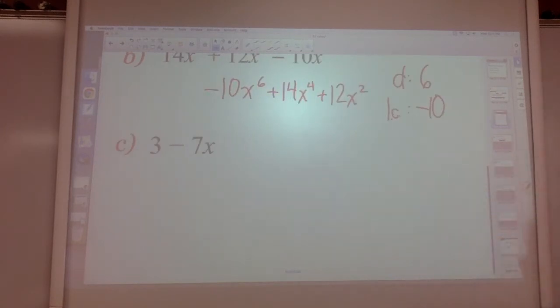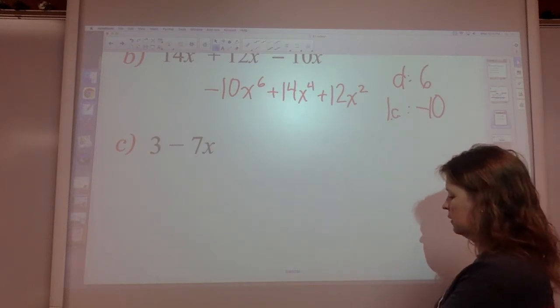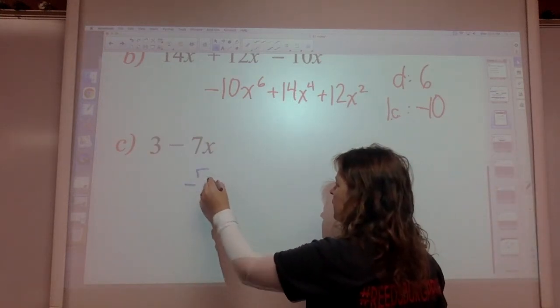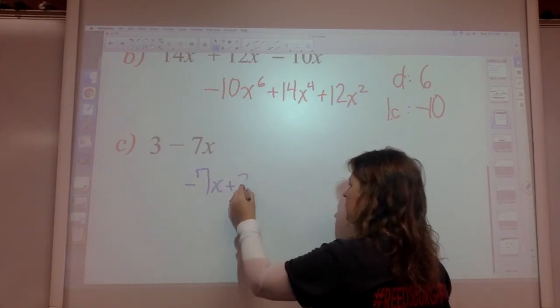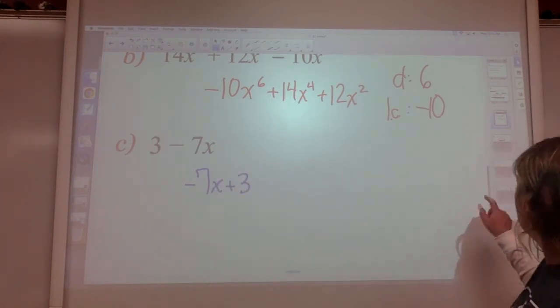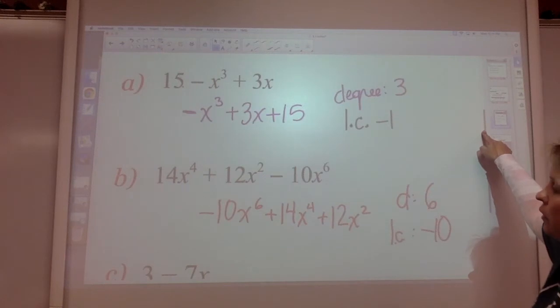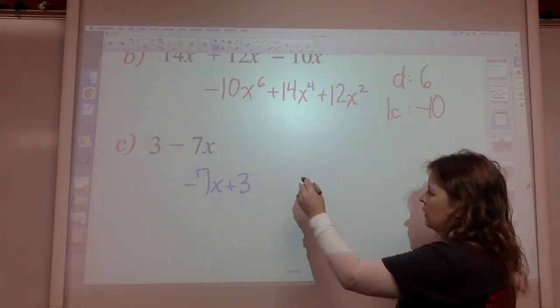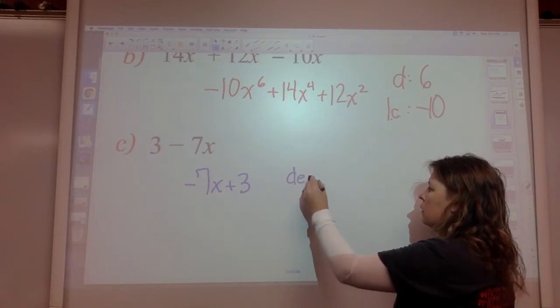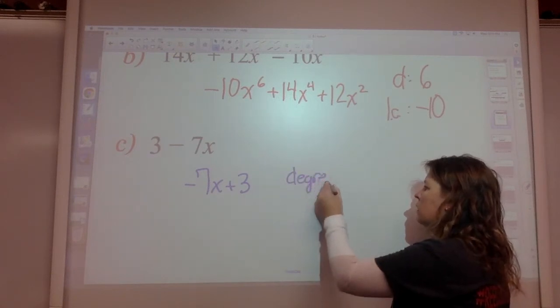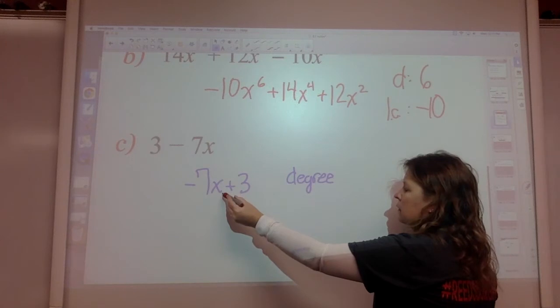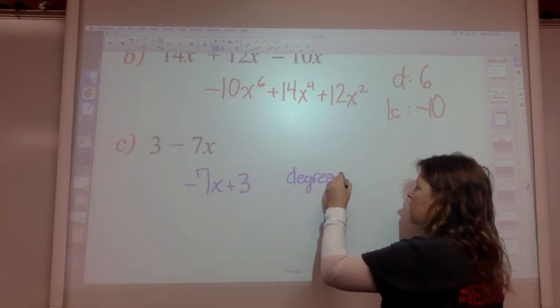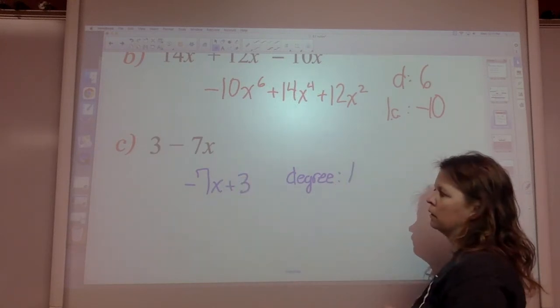Last one, not nearly as complicated, but sometimes when they're not as complicated, then kids get stuck with it. 3 minus 7x. Put your -7x first and your positive 3 last because that's a constant. Didn't really do that on purpose, but all of our leading coefficients were negative this time. Not always. Degree? Ooh, what are you thinking on the degree on this one? There is an x. You can't see its exponent, but its degree is 1.